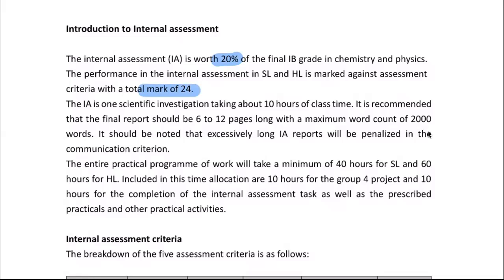It says that your report should be 6 to 12 pages long, with a maximum word count of about 2,000. I will tell you that if it's over 12 pages, they penalize you in the communication section, because they believe you should be able to get across your information and your analysis in 12 pages or less. So if it's shorter than 6 or longer than 12, a lot of times they will penalize you in the communication section that we're going to talk about later.